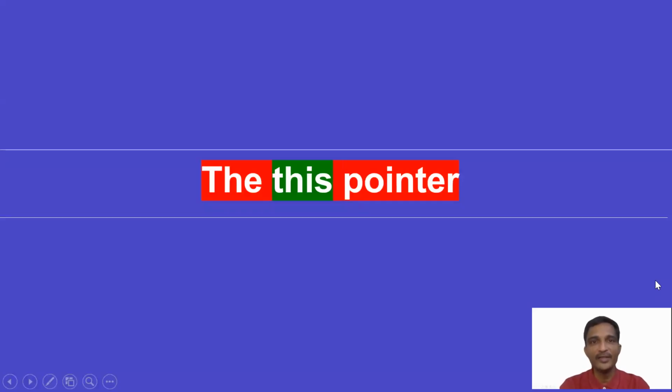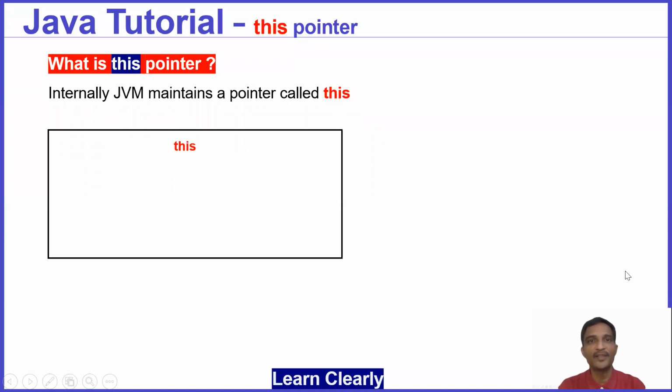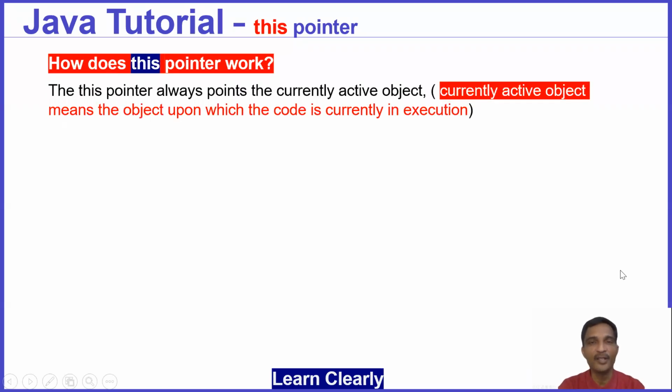Now let's understand the next topic called this pointer, or otherwise this object reference. Internally, JVM maintains a special built-in pointer called THIS in memory. And this THIS pointer always points to the currently active object, which means the object upon which the code is currently in execution.